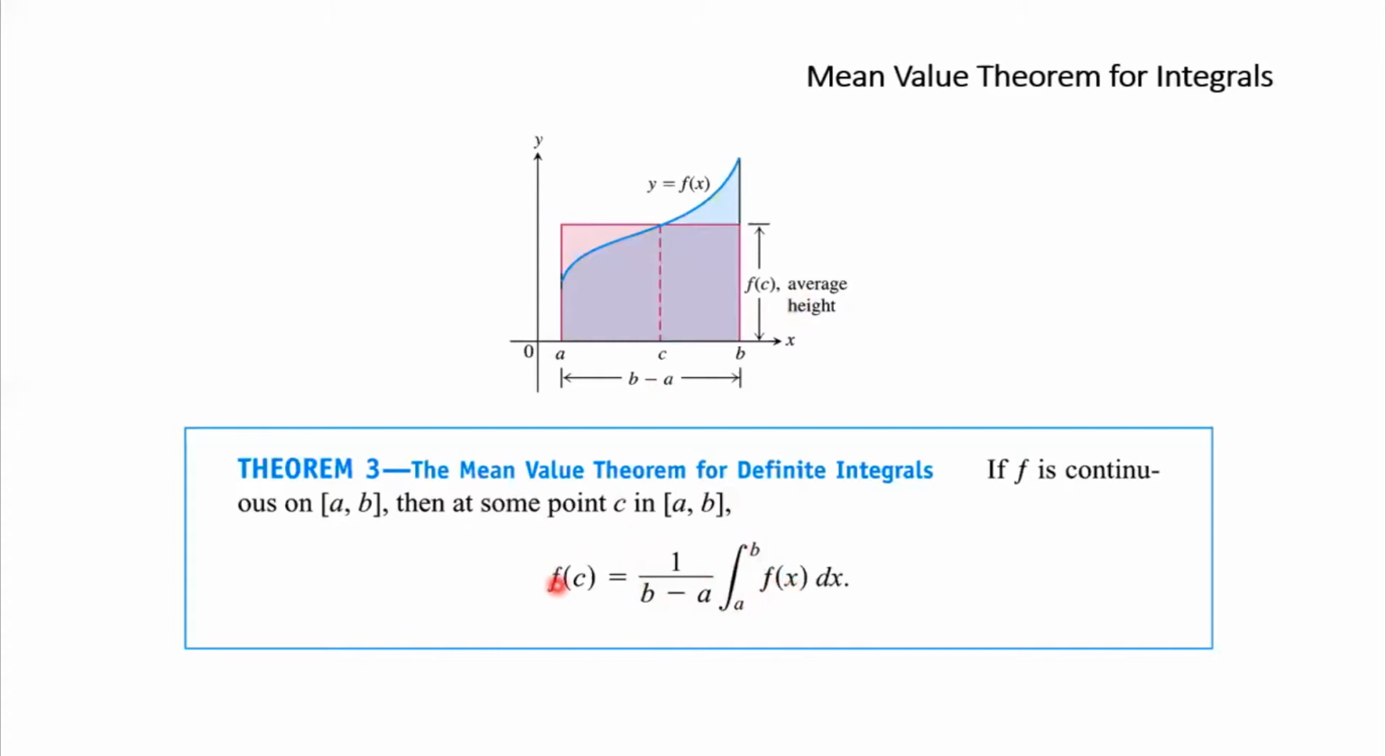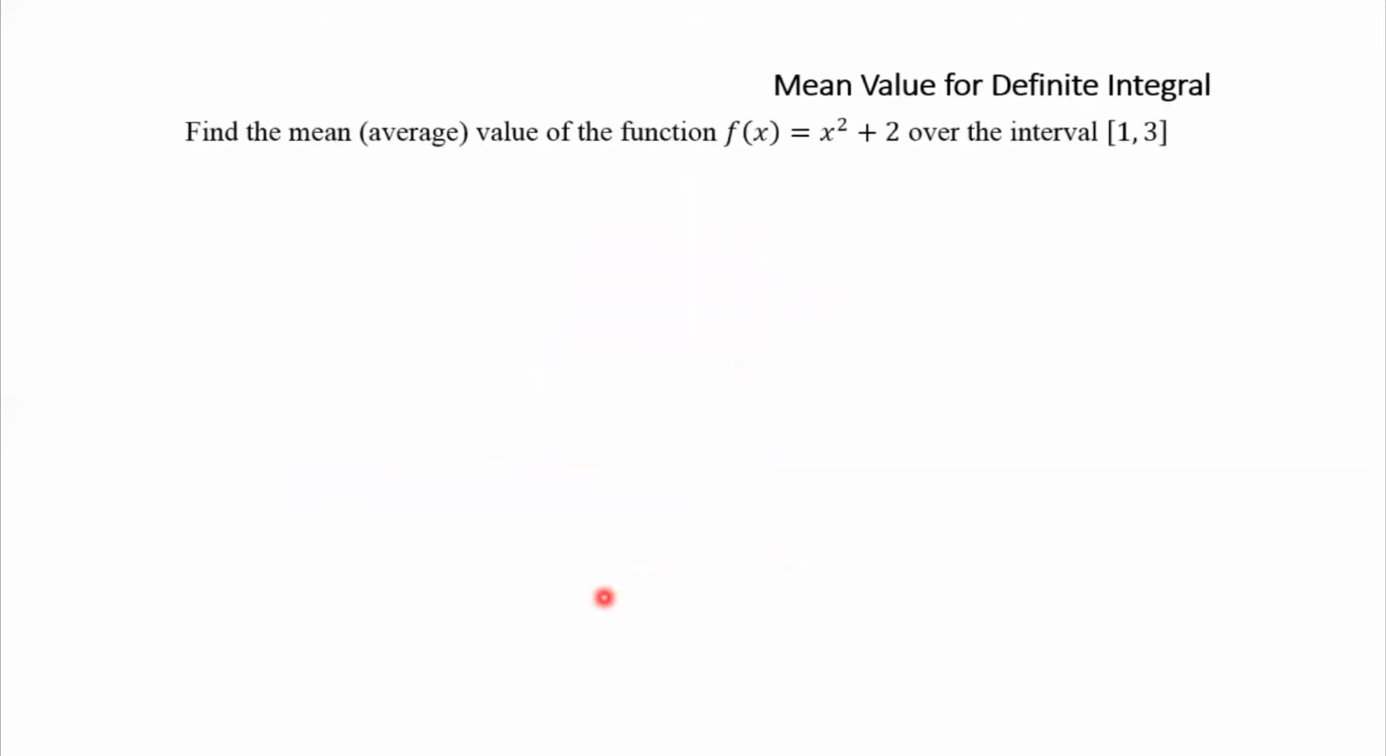So what is f of c? This is the mean value or the average value of the given function, given also the interval. So all we have to do is just to familiarize. If we cannot memorize the formula, we have to familiarize ourselves with the formula for the mean value of the given function.